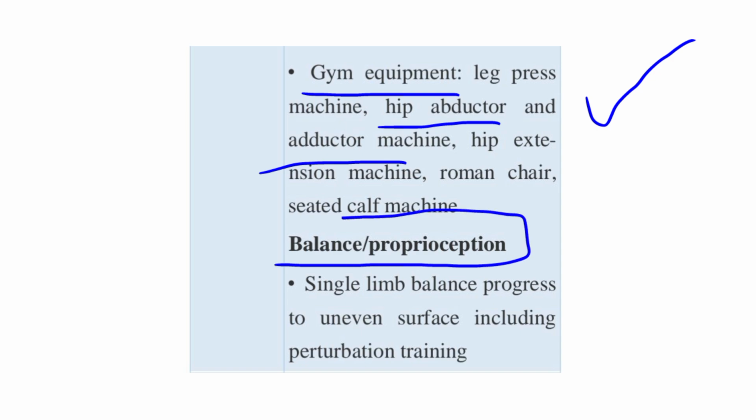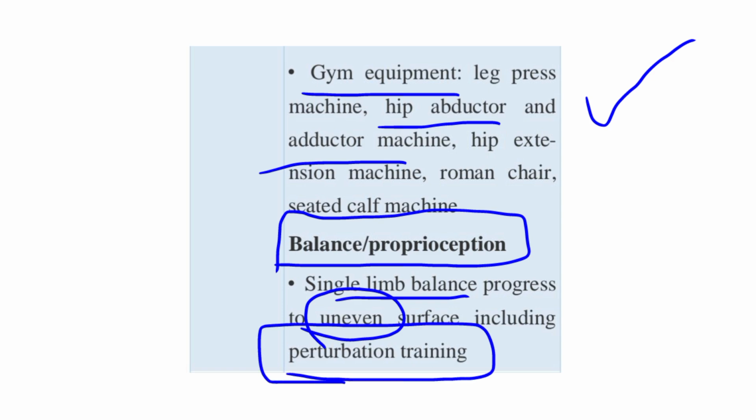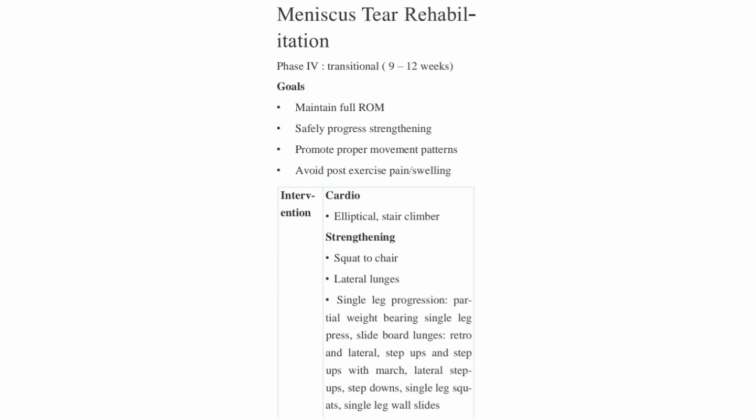Balance or proprioception for the patient: single leg balance, progressing to uneven surfaces including perturbation training. This is on the balance board. This is also recommended for the patient's proper balance and proprioception. In meniscus tear rehabilitation, this is our fourth phase. The third phase we can complete. This is where we study strengthening, stretching, and balance exercises.